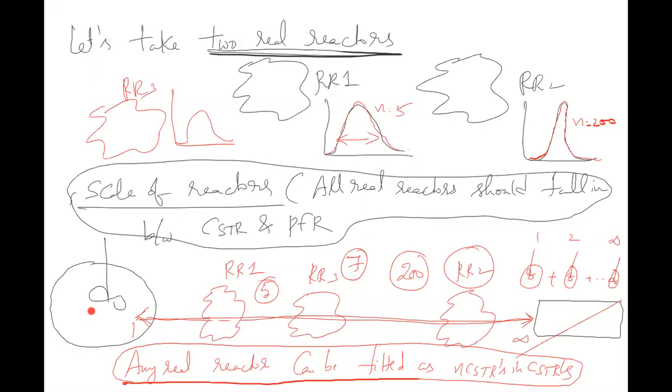Clear? So now, if I put this real reactor, this should be close to CSTR, whereas this can be represented as 5 CSTRs in series. How do I know it is 5? I'll keep on plotting, let's say, N equal to 5 arbitrarily, then I'll get this kind of RTD. If I put N equal to 200, I get this RTD. So any real reactor can be fitted as N CSTRs in series, but this N may not be common. This N depends upon the real reactor.